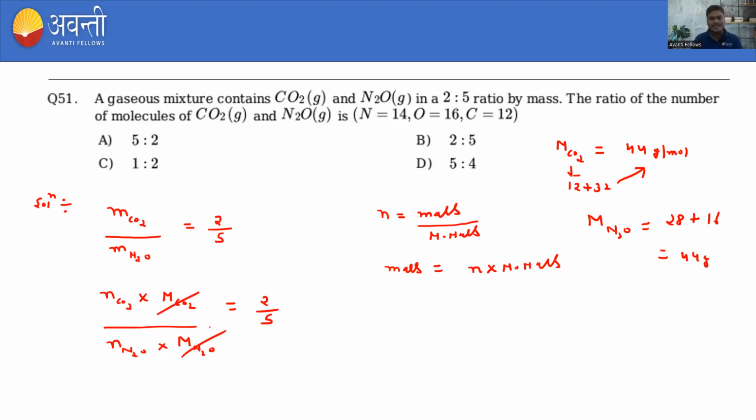So these will cancel because they have the same molecular mass. So the ratio comes out to be the same, that is 2 by 5. This is the ratio of the number of molecules of CO2 and N2O. So this is how we can calculate this. So the correct answer for this question is 2 ratio 5. I hope this is clear to all of you.